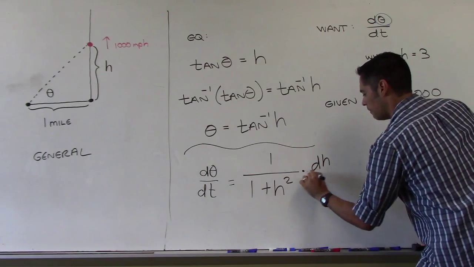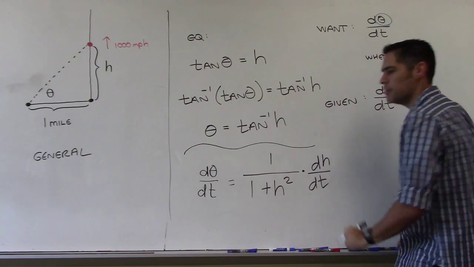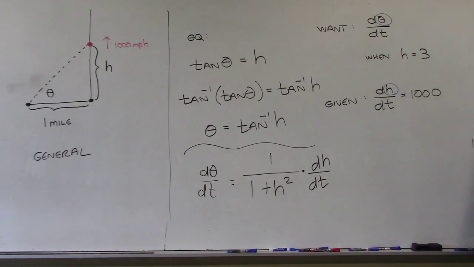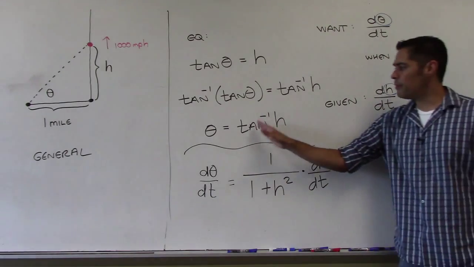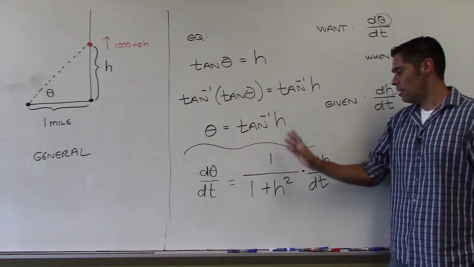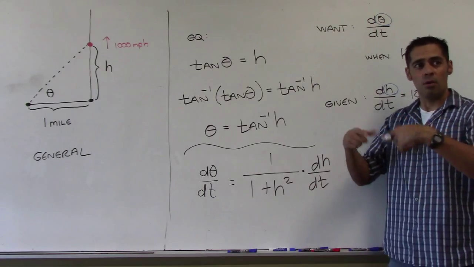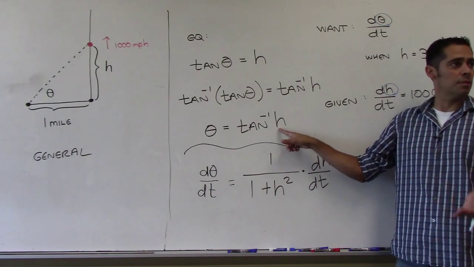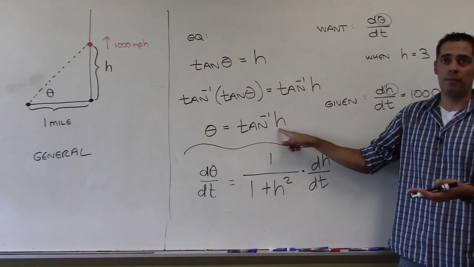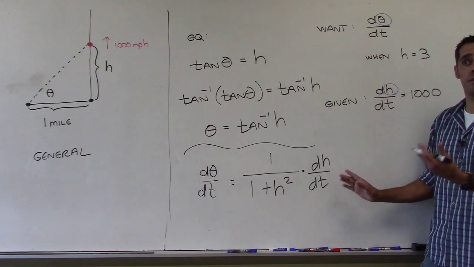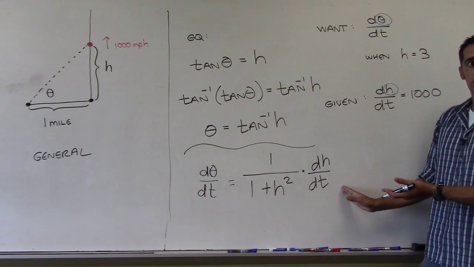Times dh dt. Chain rule, right? The derivative of arctangent of something is 1 over 1 plus that something squared, but then you always have to take the derivative of what's inside, and because it's with respect to time, the derivative of h with respect to time is dh dt, so it pops out. Got it?